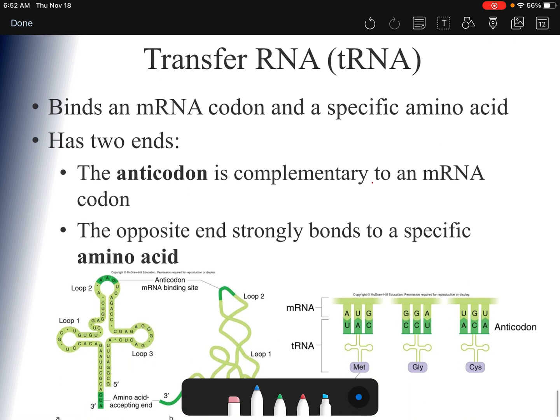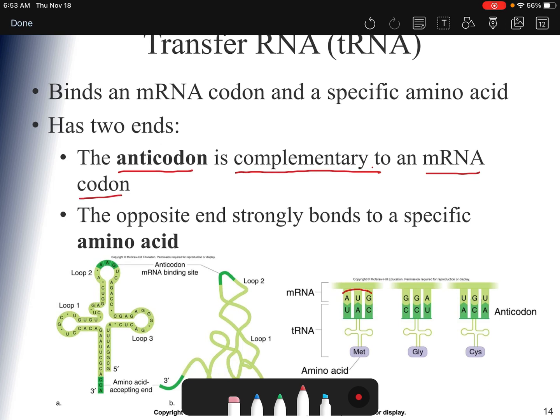And then transfer RNA has 2 ends to it. One of them is called an anticodon, and it's complementary to a messenger RNA codon. Okay? So if you see right here, here is AUG, GGA, UGU. These are all codons on the messenger RNA. And you notice that the anticodon is the exact opposite. It's UAC, CCU, ACA. Okay, they're exact complementary.